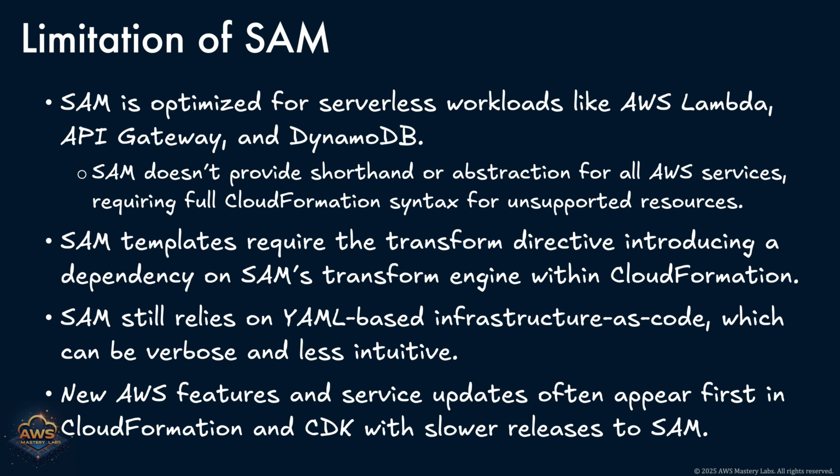While AWS SAM is a powerful tool for building and deploying serverless applications, it's important to understand its limitations so you can use it effectively and know when to consider alternatives. First and foremost, SAM is designed specifically for serverless workloads. That means it works best when you're dealing with AWS Lambda, API Gateway, DynamoDB, and similar services. But if your application includes traditional infrastructure like EC2 instances, EKS clusters, or RDS databases, you might need to fall back to full CloudFormation.